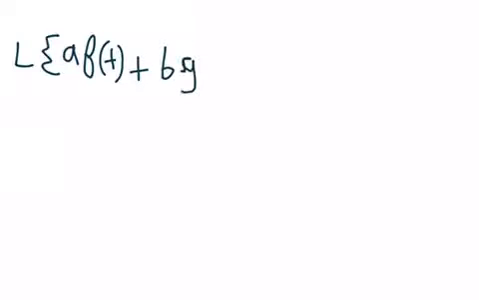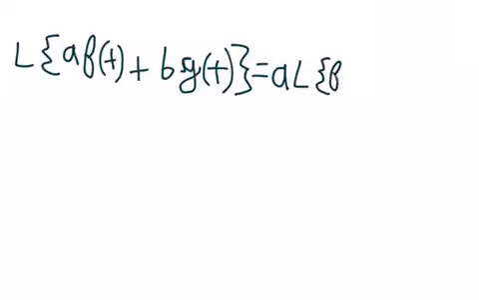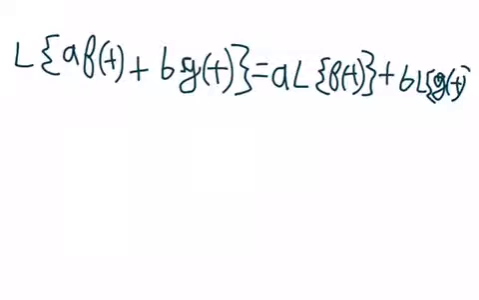So linearity states that the Laplace of a times a function f of t plus b times a function g of t, a and b being constants, is equal to a times the Laplace of f of t plus b times the Laplace of g of t. So what this states is that when we are calculating Laplace, a and b over here are constants, and they are not going to affect the Laplace. We're going to take them out and then multiply our Laplace answer by the constants at the end.